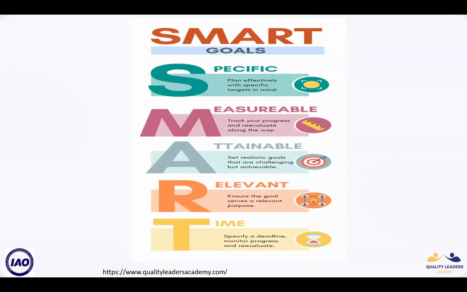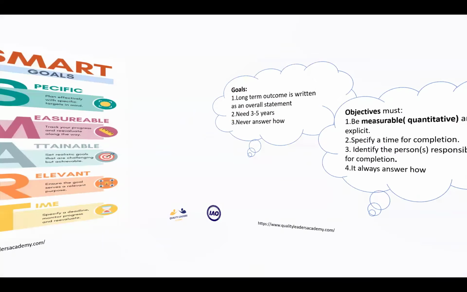So the SMART goal is: reduce central line associated bloodstream infections in ICU from 3 per thousand central line days to 1 per thousand central line days by December 2026. That's a SMART goal. It's specific, measurable, attainable, relevant, and time bound.